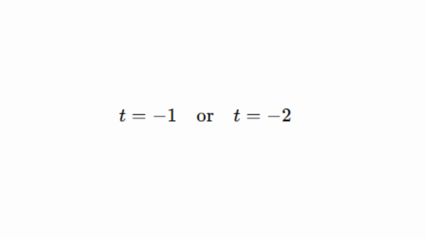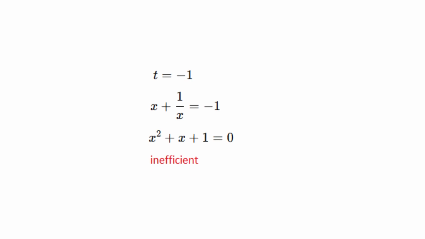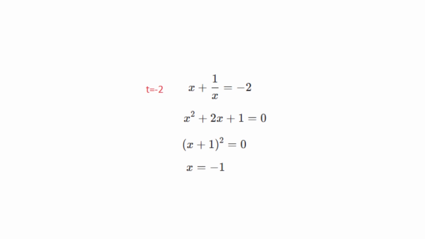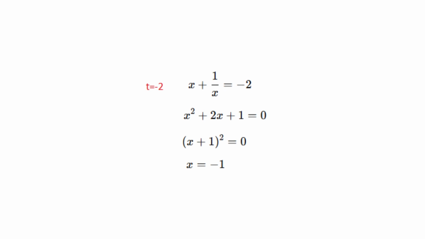Thus, the solutions for t are t equals -1 and t equals -2. With t equals -1 substituted into the equation for x, because delta is negative, the equation has no solution. With t equals -2 substituted into the equation for x, solve the equation with unknown x to get a double solution.